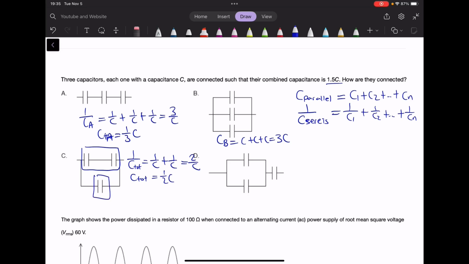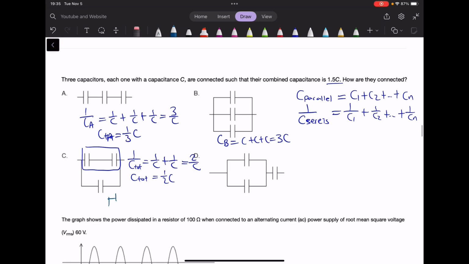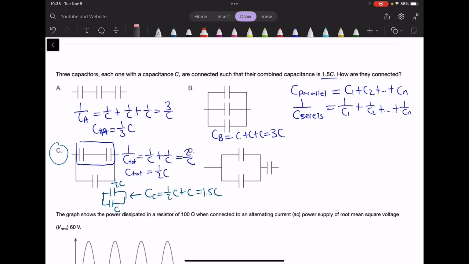Then the circuit simplifies to something like this. And the total capacitance here is equal to a half C plus C, which is equal to 1.5 C. So C is the answer. Let's do D for practice.